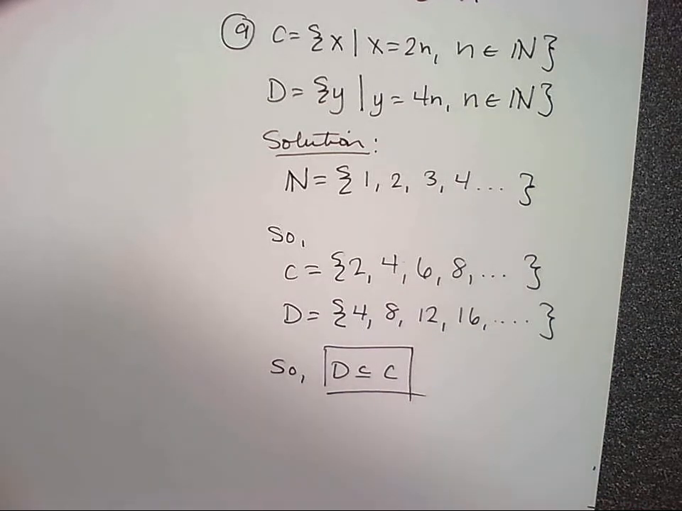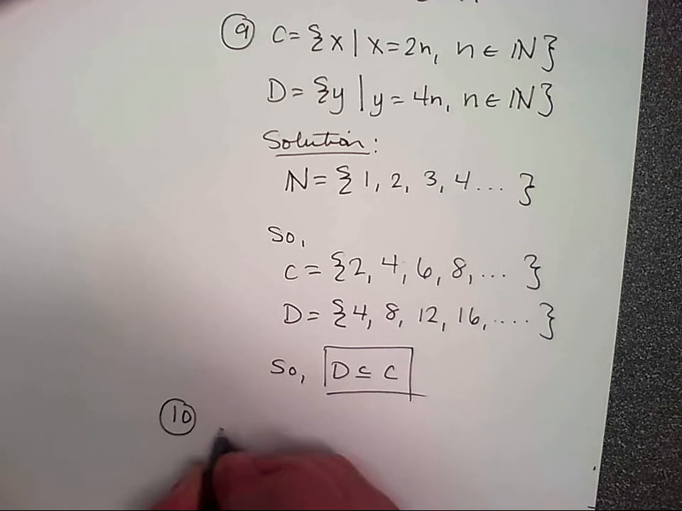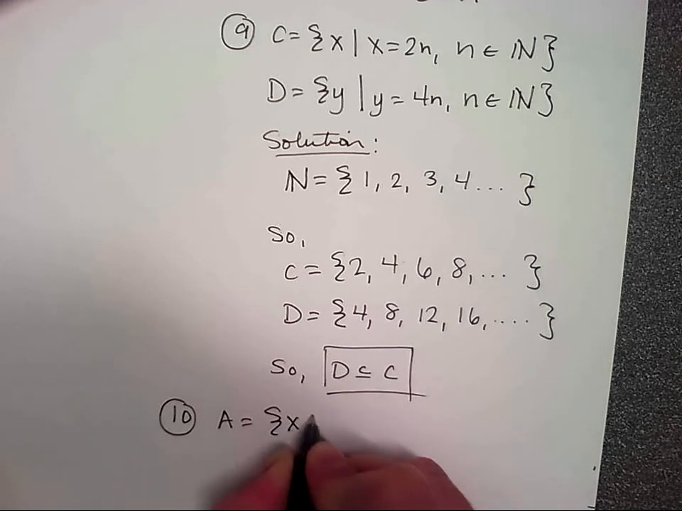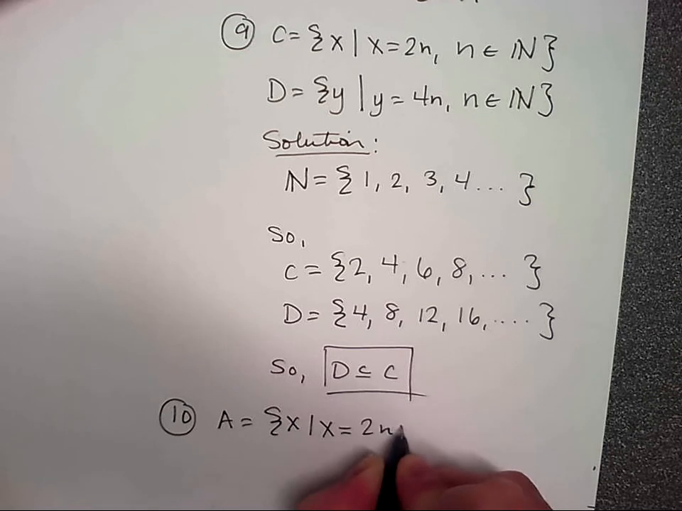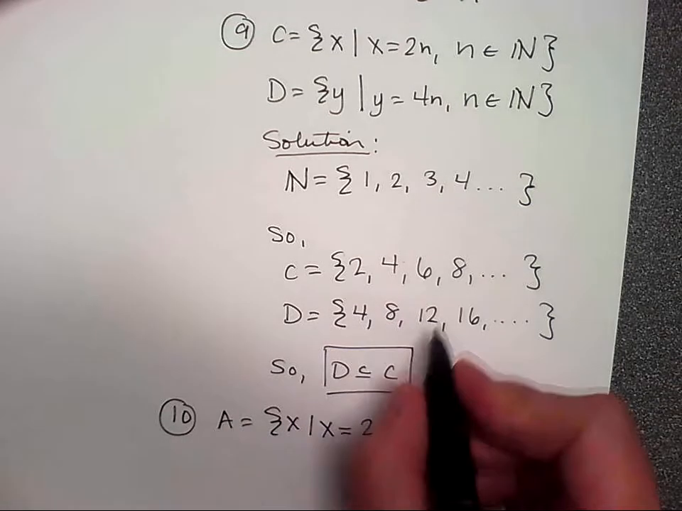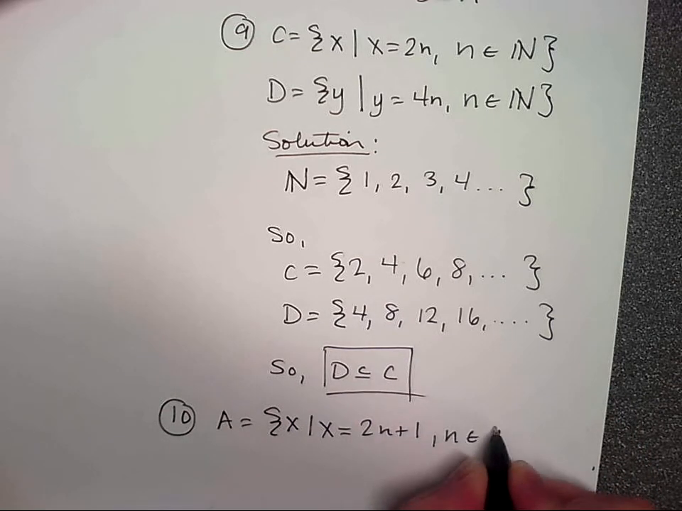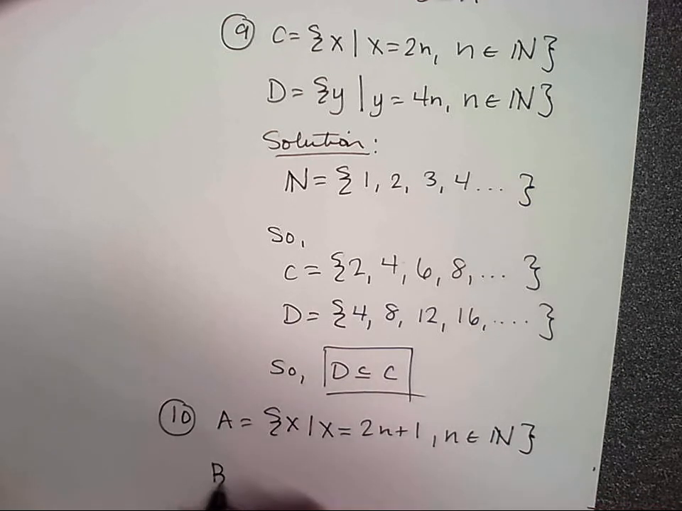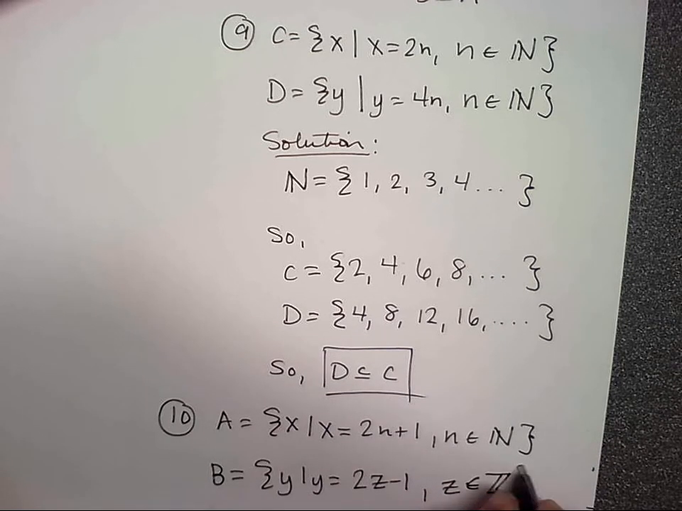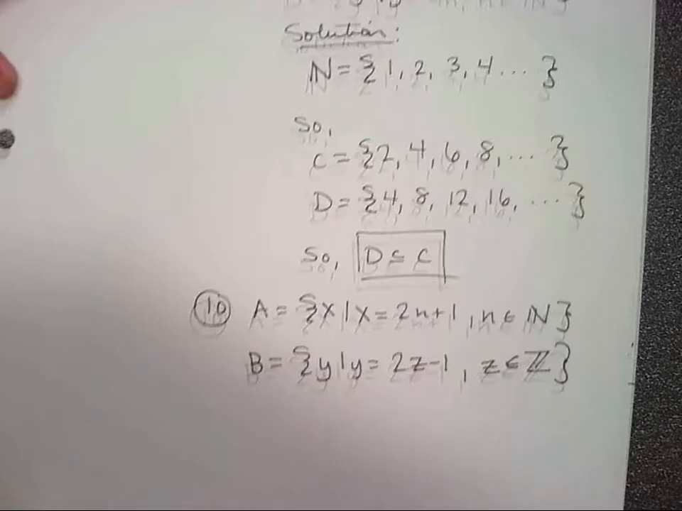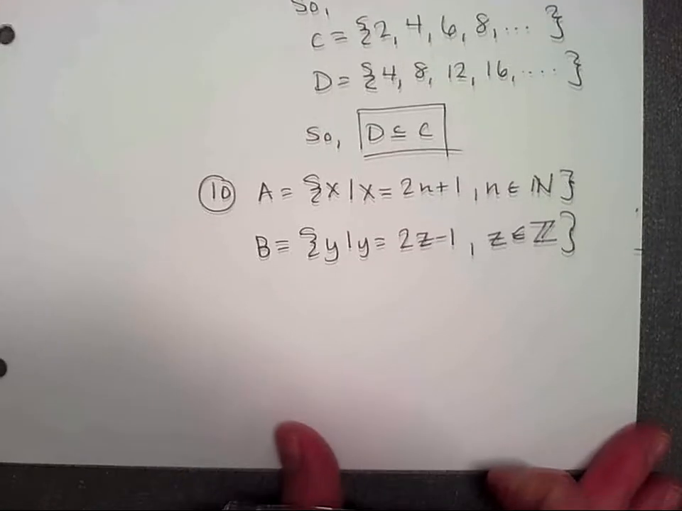All right. Do you guys want another example? Yeah? Okay, number 10. A equals the set of x such that x equals 2n plus 1, where n is in the natural numbers, and B equals the set of y such that y equals 2z minus 1 for z in the integers. All right, so what do you guys think?